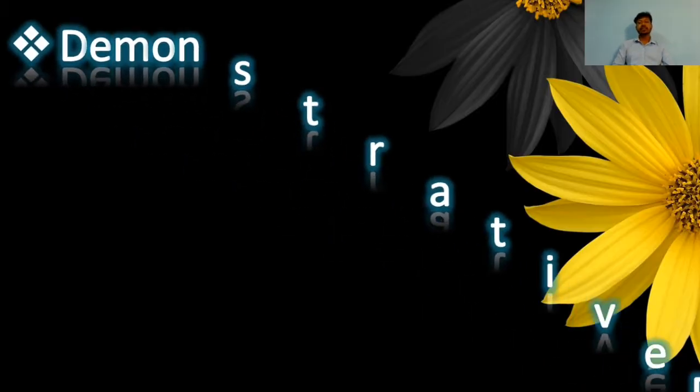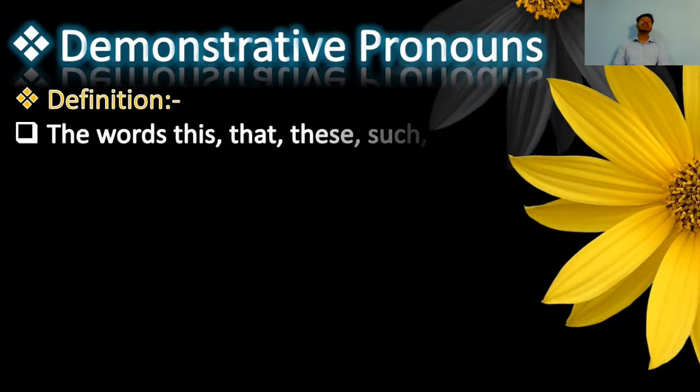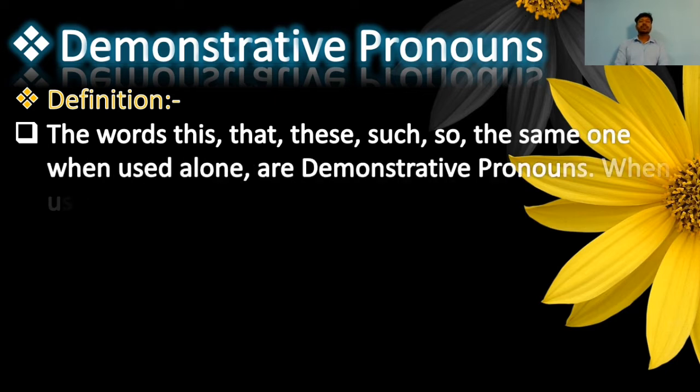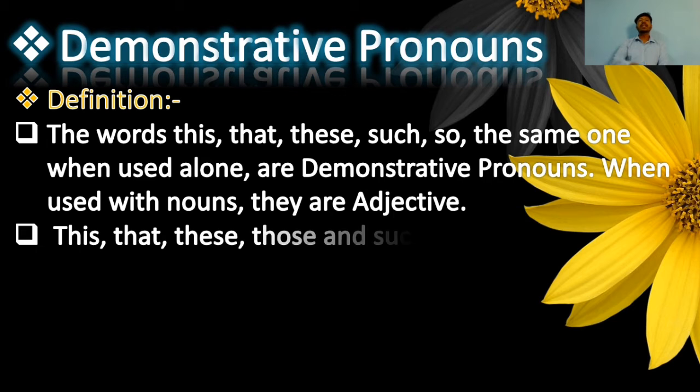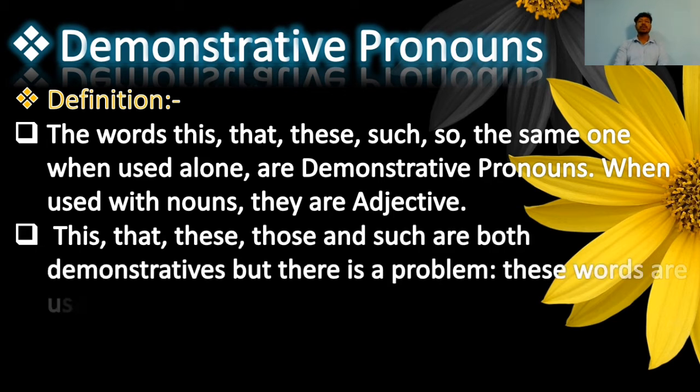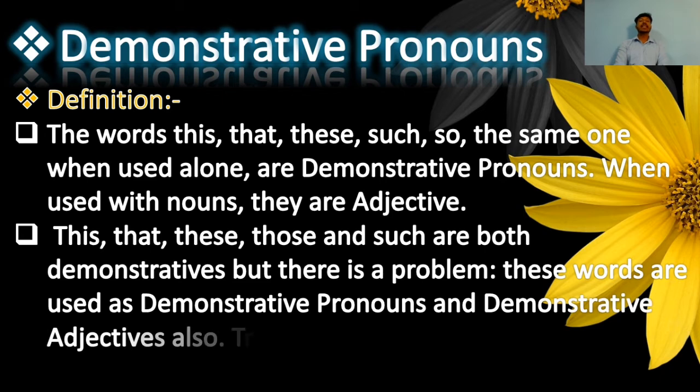Okay, next pronoun is demonstrative pronoun. In the class of demonstrative pronouns, what is demonstrative pronoun? The words this, that, such, so, the same, when used alone are demonstrative pronouns. When used with nouns, they are adjectives. So in the class of adjectives, we will discuss the demonstrative adjective. But in this class, you should know what is demonstrative pronoun and what is demonstrative adjective.